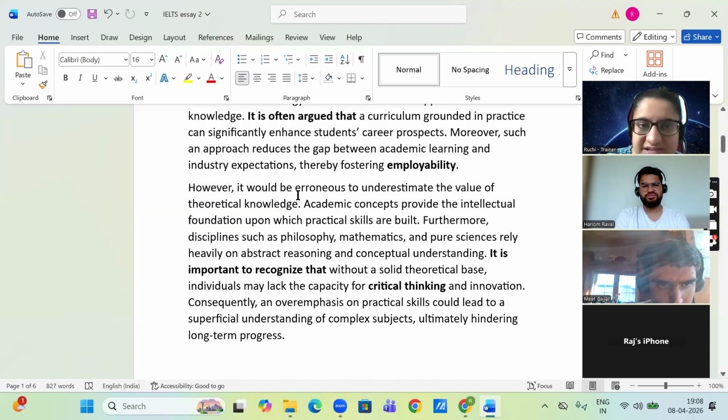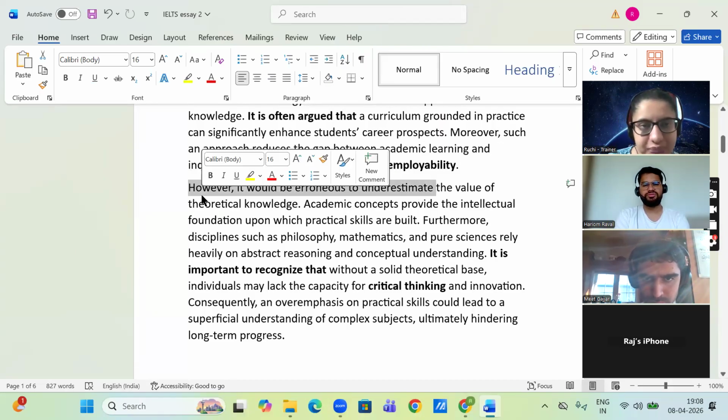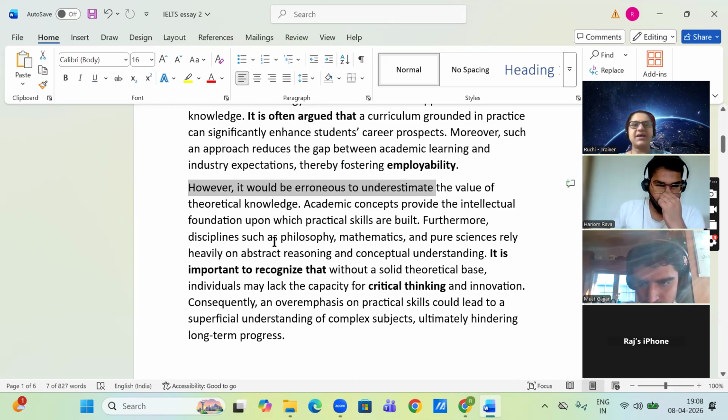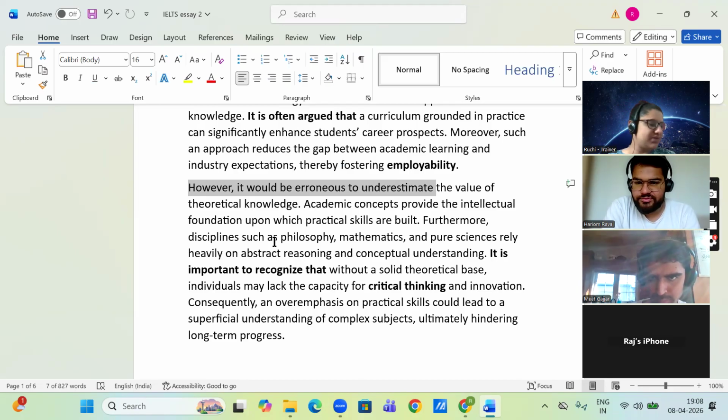So again, next para start करने के लिए opposite viewpoint के लिए ऐसा sentence आप use कर सकते हो, जो भी opposite side है. However, it would be erroneous to underestimate, and then पीछे जो भी topic है वो. तो इतना आप लोग लिख लो. Erroneous का स्पेलिंग देख लेना. Write down this phrase in your notebook.